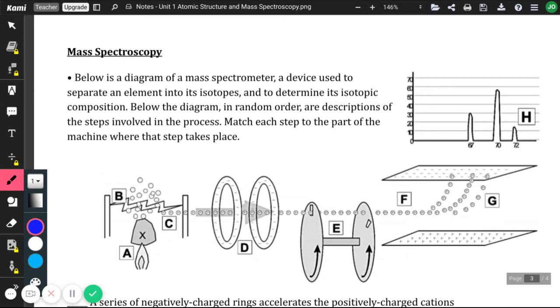Okay. So mass spectroscopy is actually how we figure out what the average atomic mass is, and how many of each individual isotope we have. Okay? So here's what I want you to do.